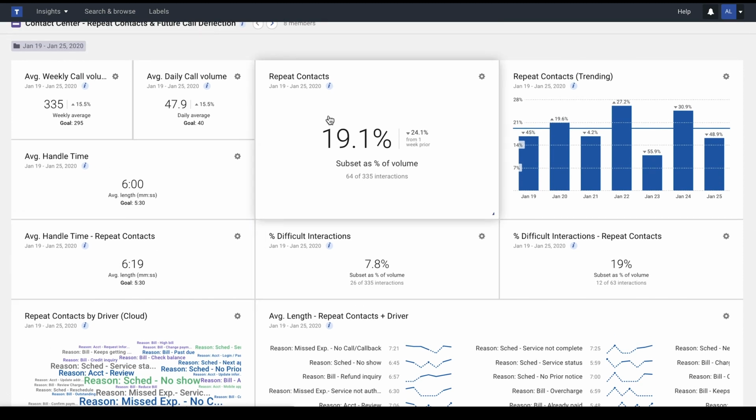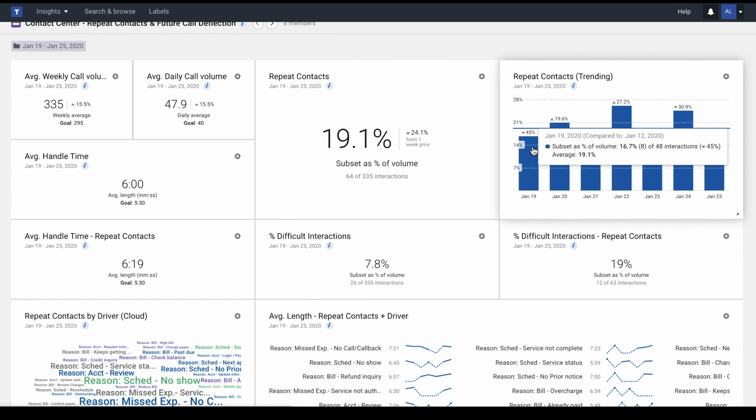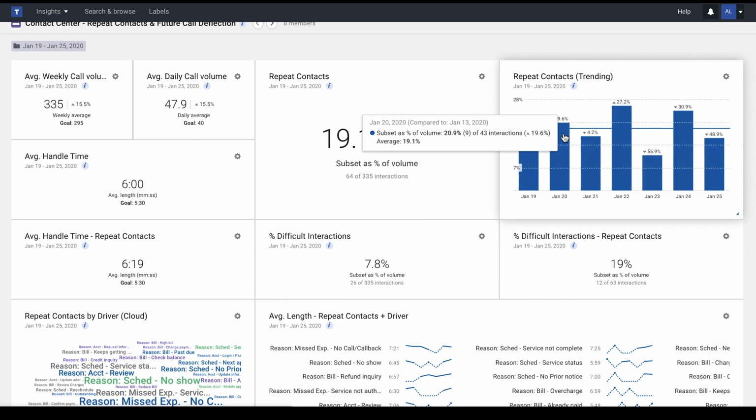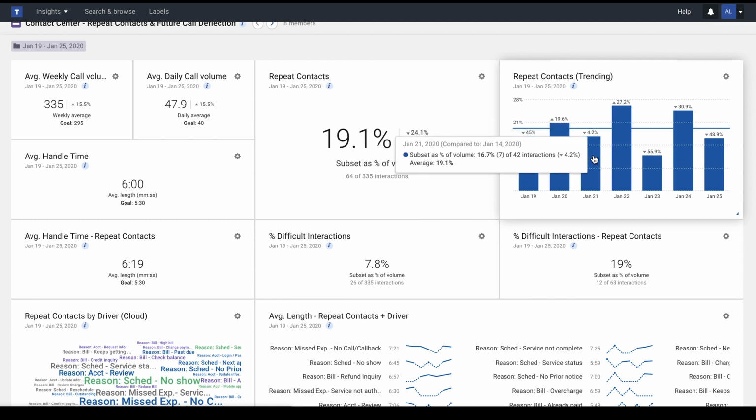The biggest metric to track is what is the percentage of your repeat contacts in your call set. So right now we're sitting at 19.1% have at least a mention of repeat contact on them. And we placed a nice delta on there so we can see how that might be increasing or decreasing from the week prior. Off to the right is the exact same report except from a trending view. So we can see on a daily perspective what our repeat contact percentage is at, and then the average of 19.1%.